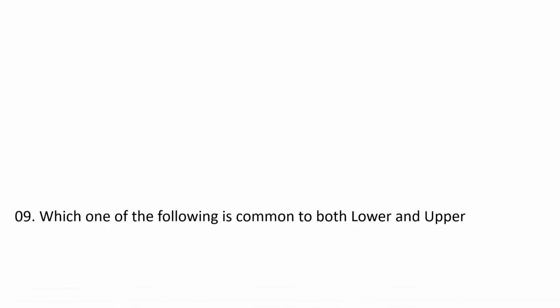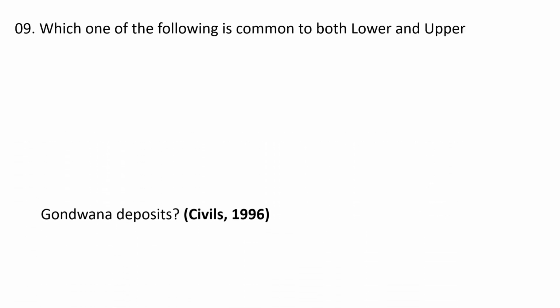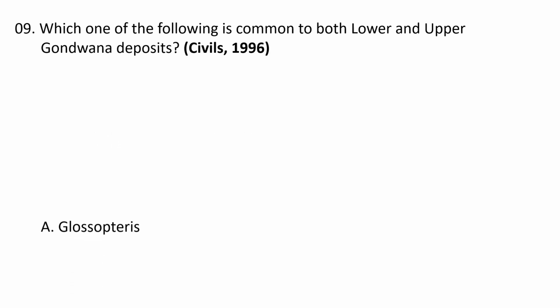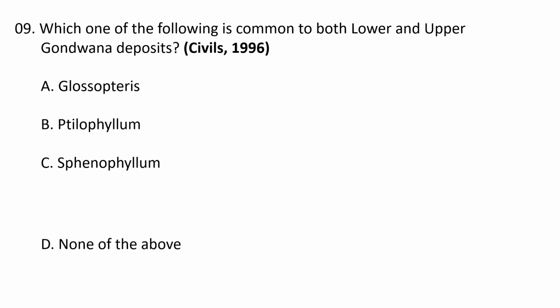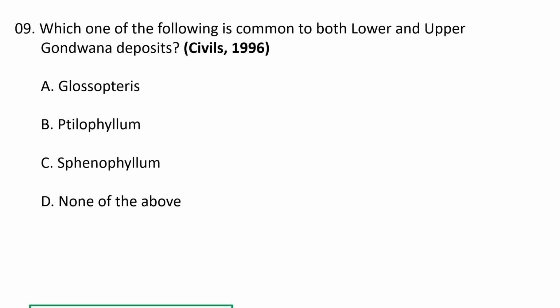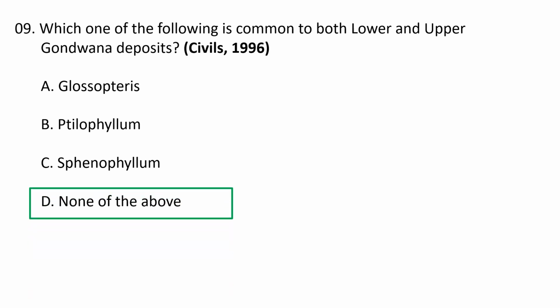Next question. Which one of the following is common to both lower and upper Gondwana deposits? A. Glossopteris, B. Trilophyllum, C. Spinophyllum, D. None of the above. So all these three do not fit.